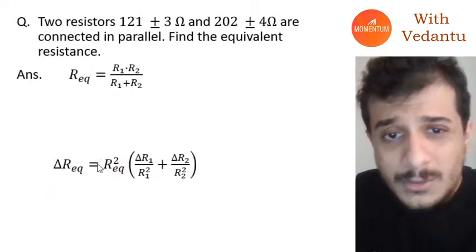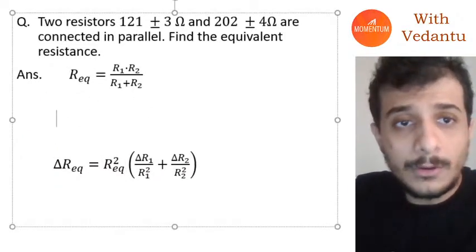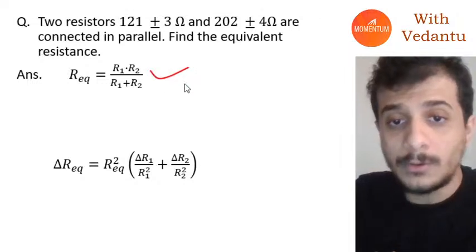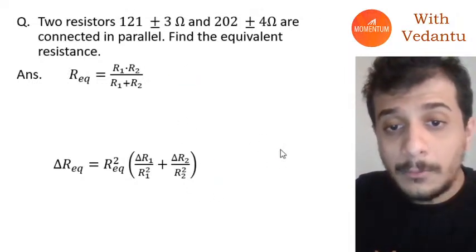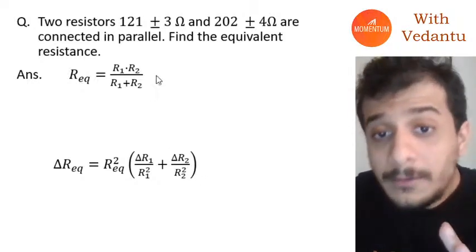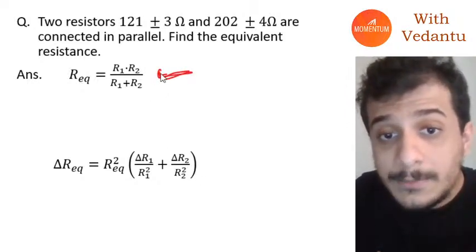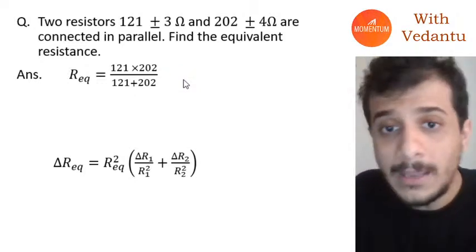Now, the first one will just become R equivalent is R1 R2 upon R1 plus R2. The second one will just become delta R equivalent is equal to R equivalent square into delta R1 by R1 square plus delta R2 by R2 square. Now, in the first equation, I can easily substitute the values to calculate the equivalent resistance. What will that be?